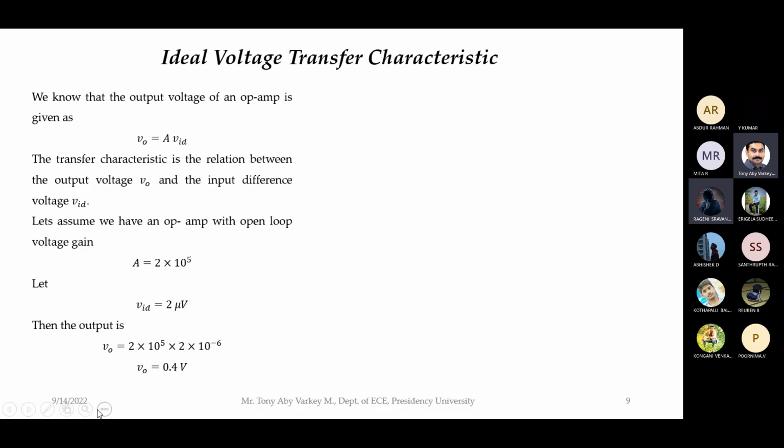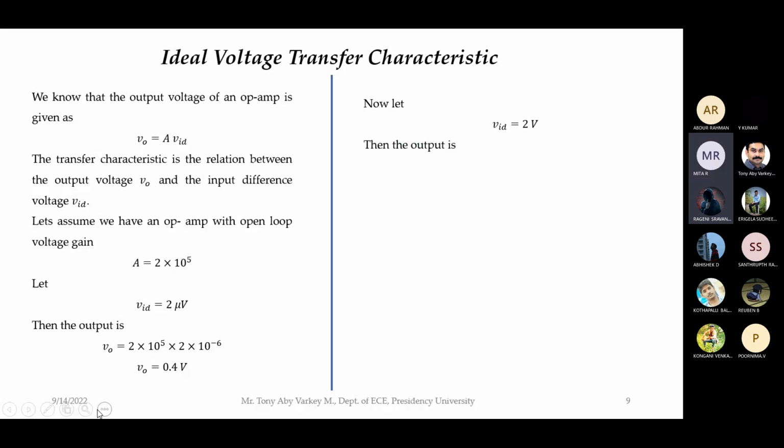Correct. Now let us consider another case. Suppose VID is 2 volt, not micro, directly 2 volt. Suppose the input voltage difference is 2 volt. Then what is the expected output? It will be 4 into 10 power 5, which is 400,000 volt.